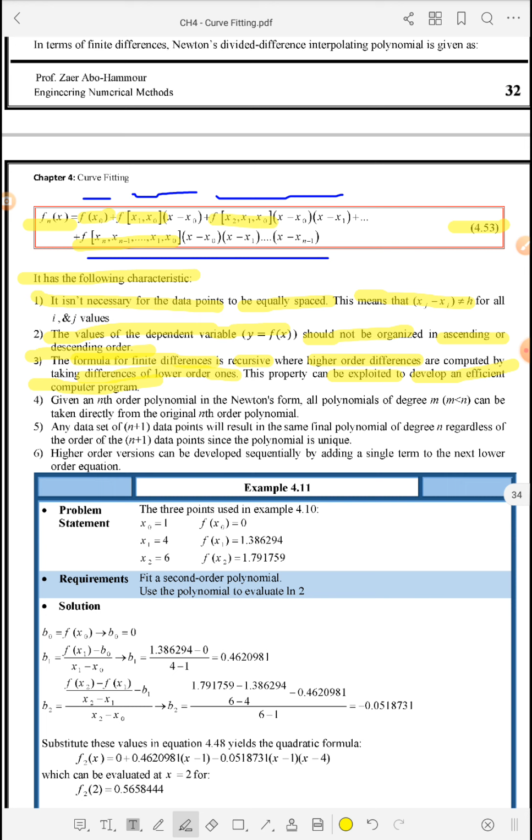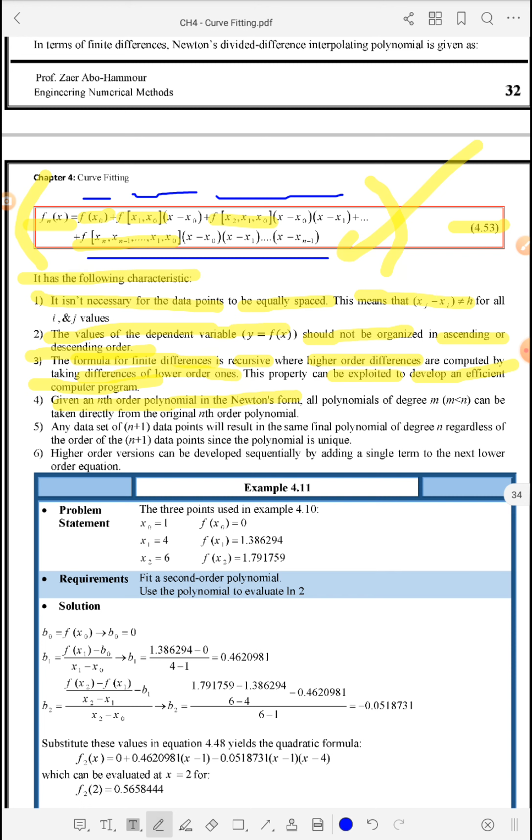The next feature: if we have an nth order polynomial given in Newton's form. What is Newton's form? This is the form, according to equation 4.53 or the previous equation. So if we have an nth order polynomial as given in equation 4.53 in Newton's form, and you were asked to generate all of the polynomials from first order till order n-1, we can generate them directly from this format.